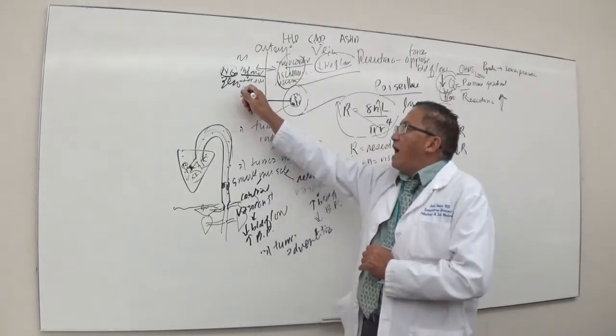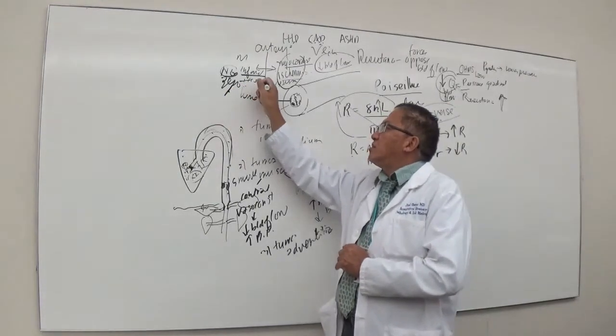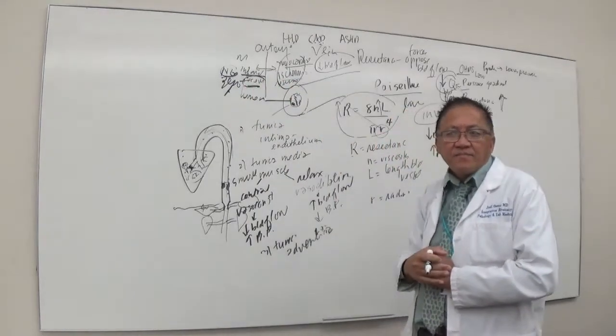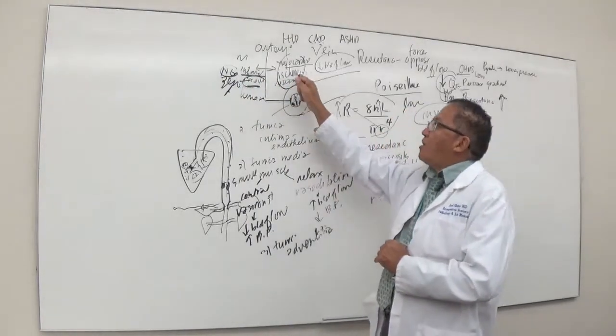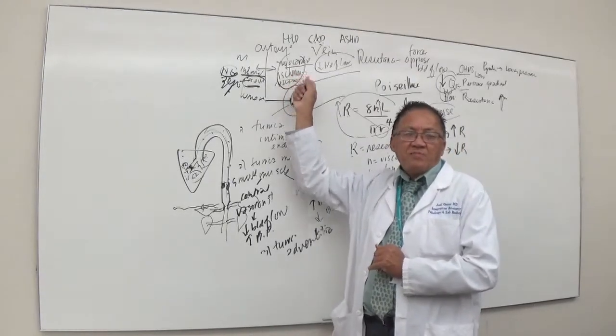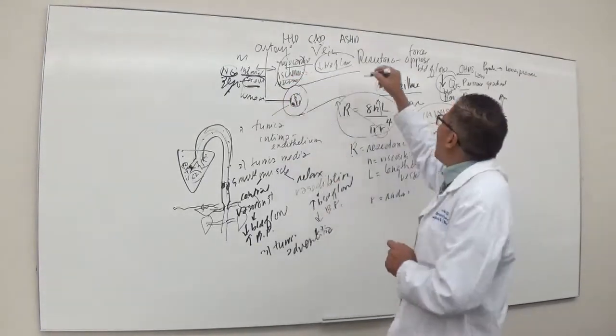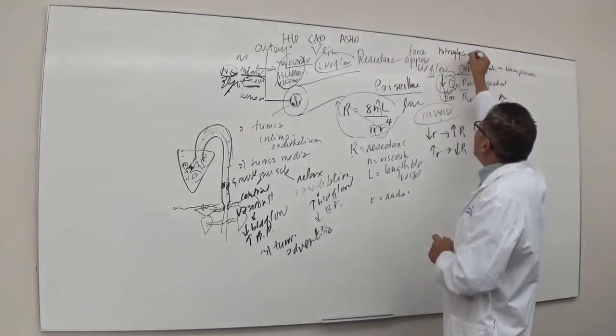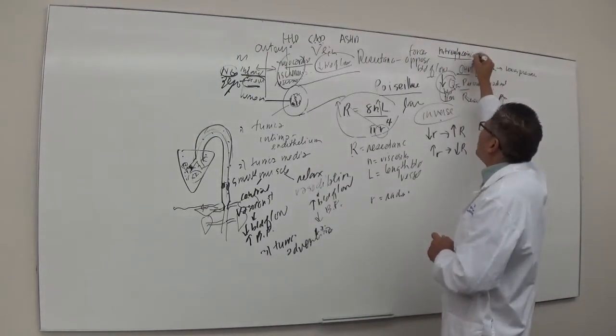So this area will die. Is this reversible? No, it's irreversible. Is this reversible? Yes. Okay. How can you solve the problem of chest pain here? Are you familiar with the drug called nitroglycerin? Have you heard of this drug? Okay, what is this drug going to do?